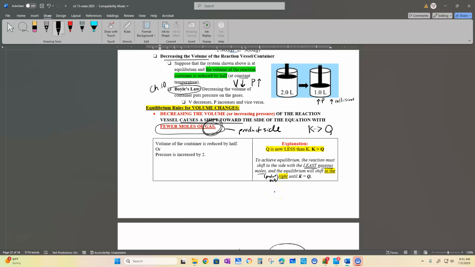Now notice it says gaseous moles. Not solids, not liquid, not aqueous. It's got to go gaseous moles. Okay? So do not focus on solids, liquids, and aqueous. Kind of just block them out of your point of view. Okay? Well, let's go on the flip side.